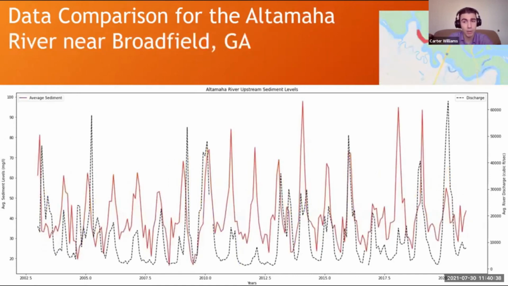And here we have another comparison that's further upstream near Broadfield, Georgia. There's only one line plotted for the average monthly sediment because tide is understandably negligible this far upriver, so it doesn't matter in this case. But again, we can see many correlations between the stream flow and the average levels of sediment.